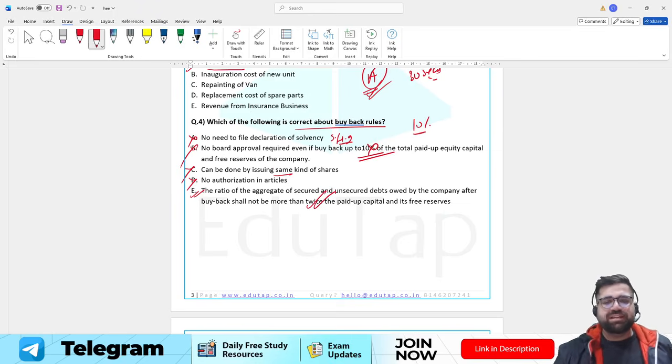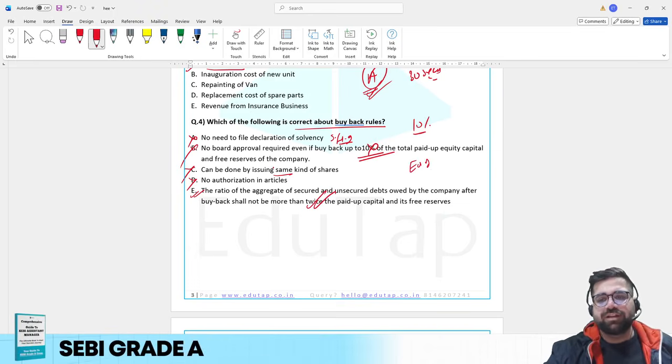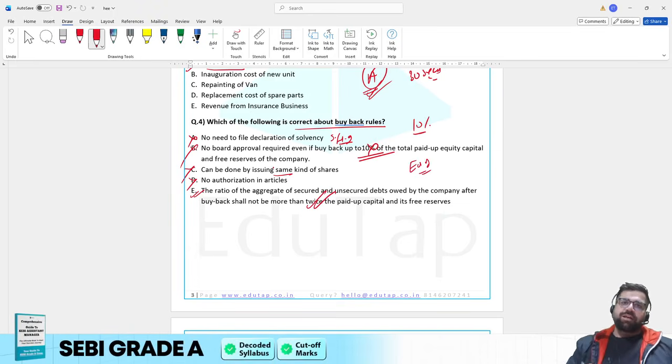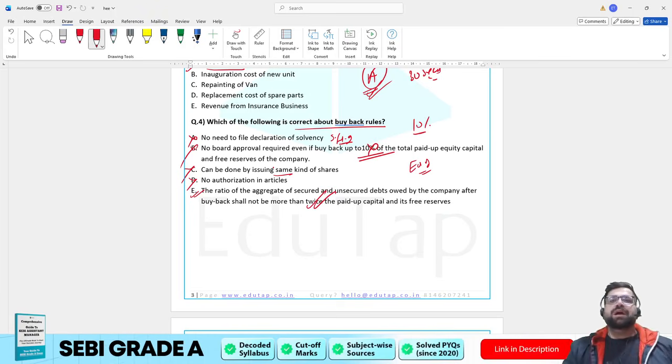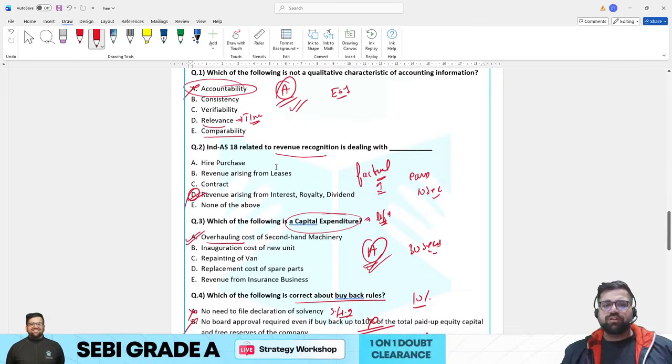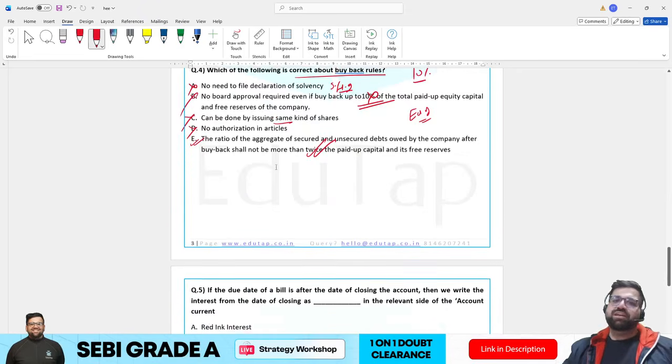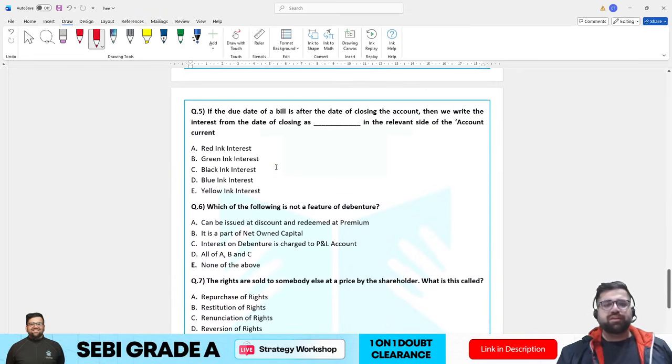And yes, this is also easy. I will not take this as moderate. Come on, this is a very basic thing about buyback, right? This is a very fundamental thing about buyback, right? So I will not take this as tough. So till now the 4 questions which I have solved so far are easy only. They are not even moderate. Come on, you have to increase your level.